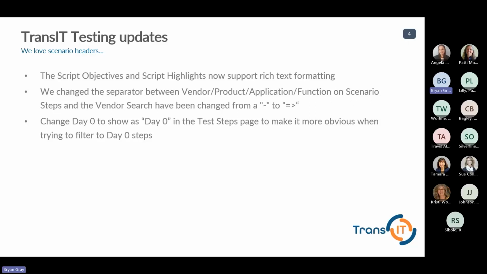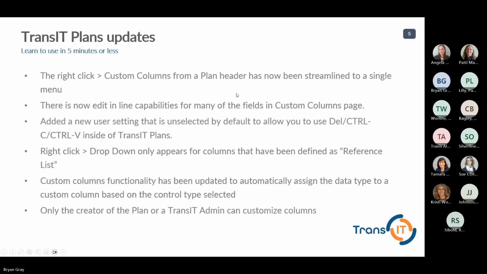And the vendor search has been changed from a dash to an equals and a greater than symbol. The dash was just causing some issues, so the equals and greater than symbol are just a better way of showing the differentiator between the vendor, product, application, and function. We changed the day 0 to show as day 0 rather than just blank under the test steps. So I will get to show you guys that as well.